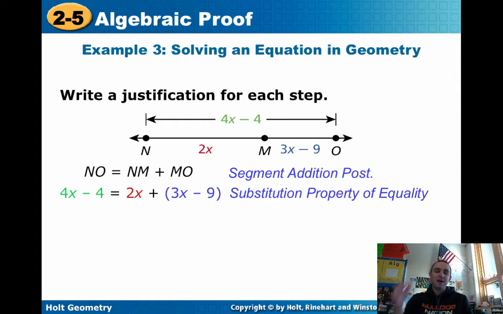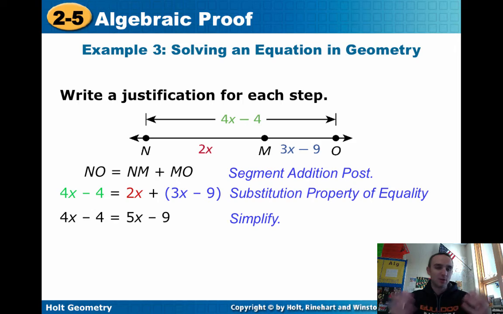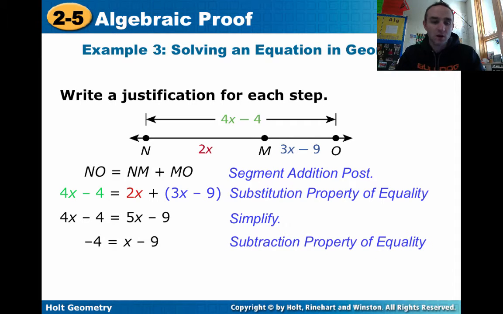From there, now we can substitute in what NM, MO, and NO are. So we are using substitution property of equality there to substitute that in. We're just going to simplify. We're combining like terms on that right side. Once we're here, now we're going to start moving stuff side to side. So now we're going to use those other properties of equality, so those first four. We are subtracting 4x from both sides.